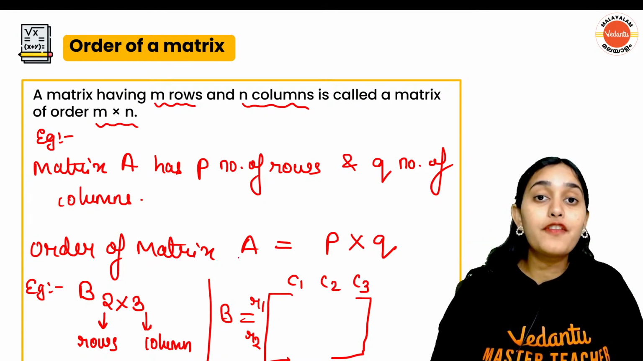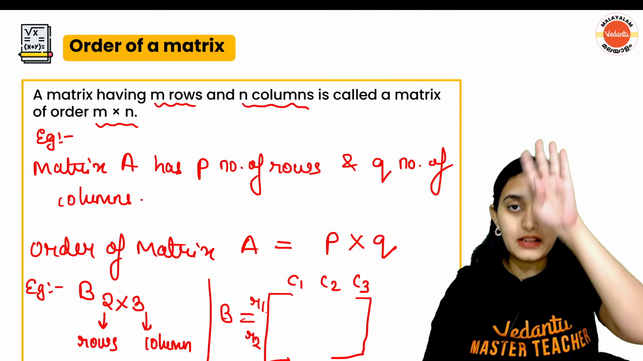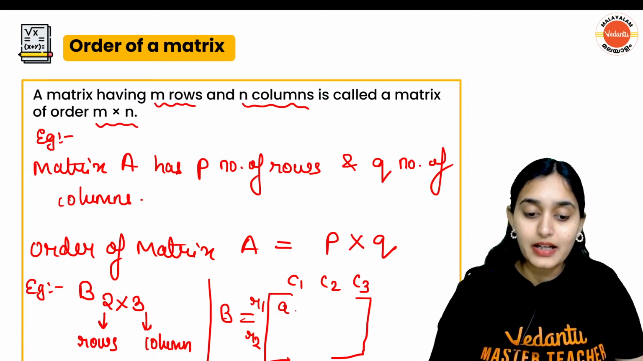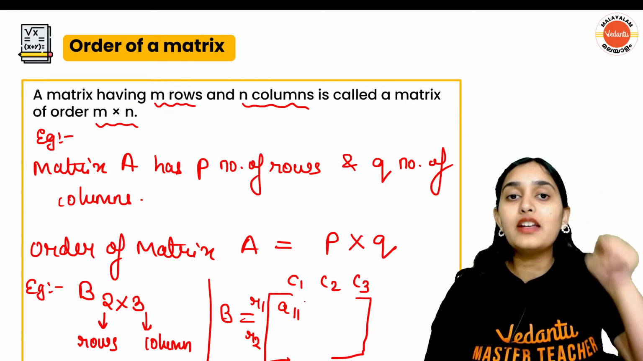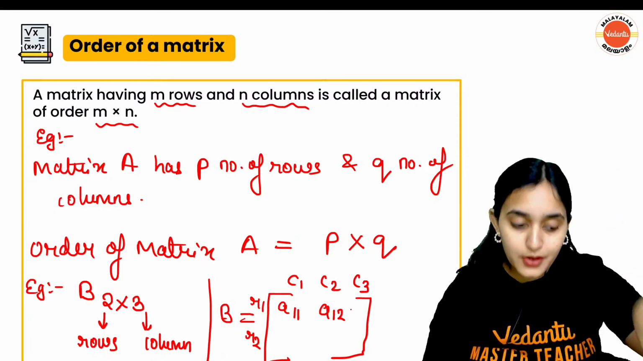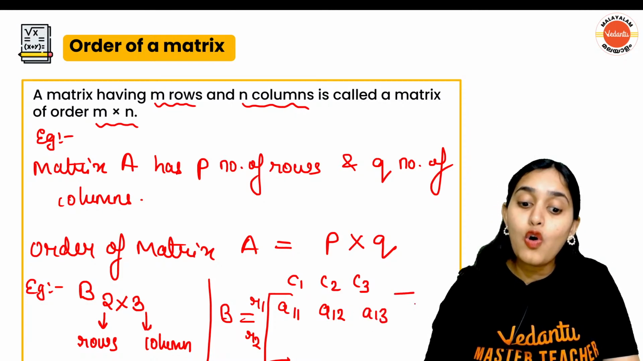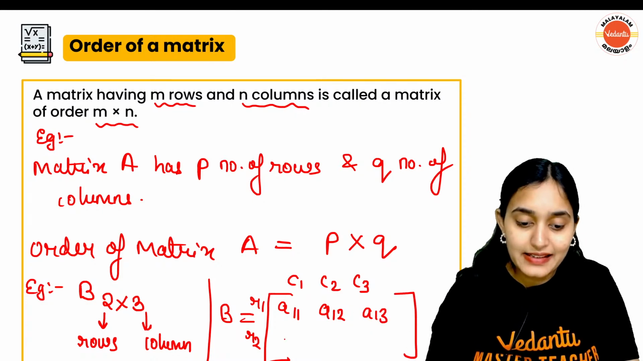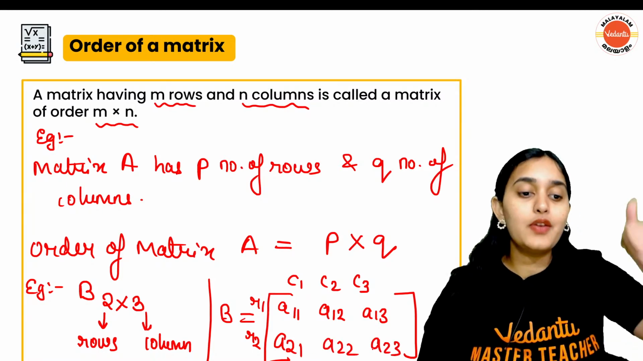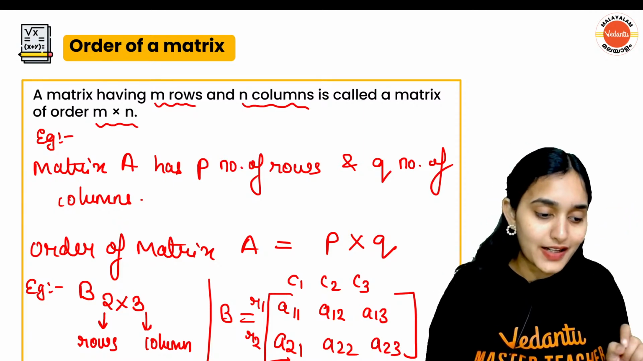So the number of elements present will be, since it is a 2 cross 3 matrix, 2 rows, 3 columns. How I write the name is very important. A11, row 1, column 1. A12, row 1, column 2. Similarly, A13, row 1, column 3. Next, A21, A22, A23. Clear to everybody? What do we understand by order of a matrix?